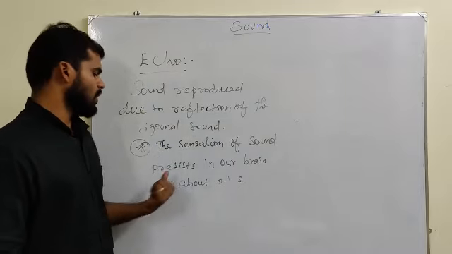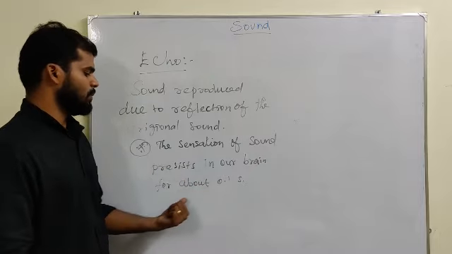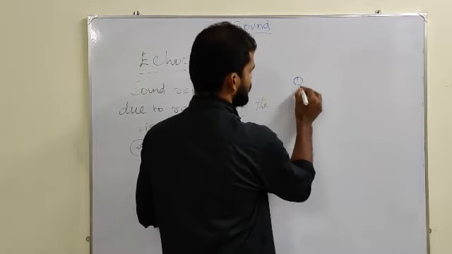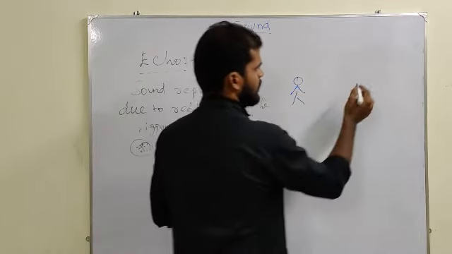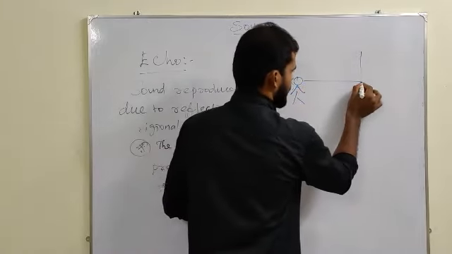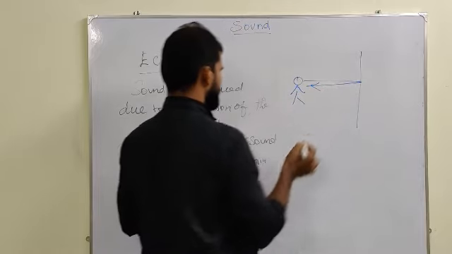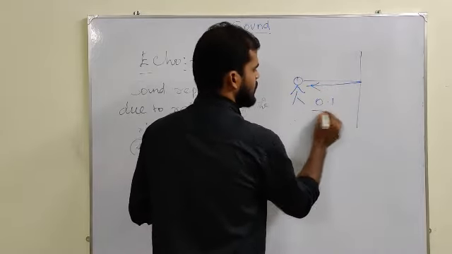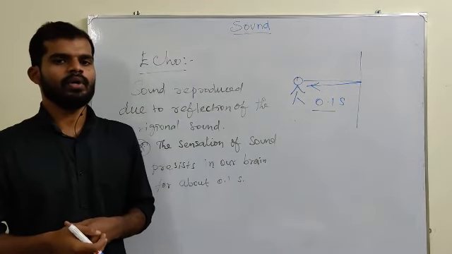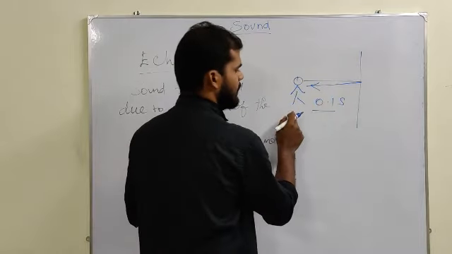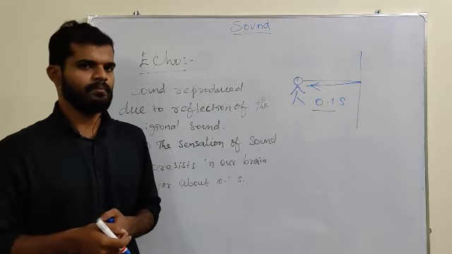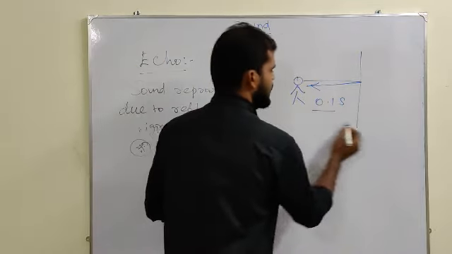The sensation of sound persists in our brain for about 0.1 second. For example, a man is standing here and speaks, and here we have a mountain or any wall. The reflected sound should reach him after at least 0.1 second, so that we can get a clear echo. Otherwise, we are not able to hear it. So the time interval between the man and the obstacle should be 0.1 second, so that we can get a clear echo.